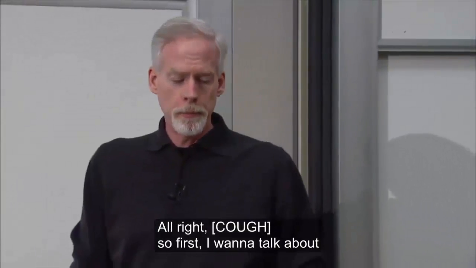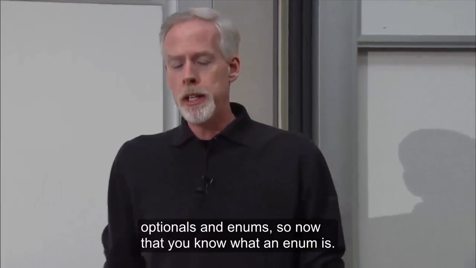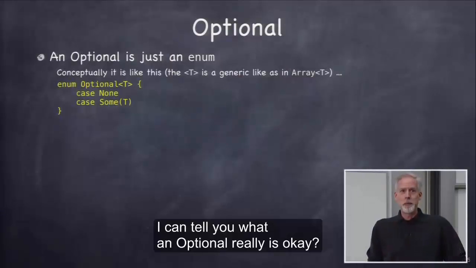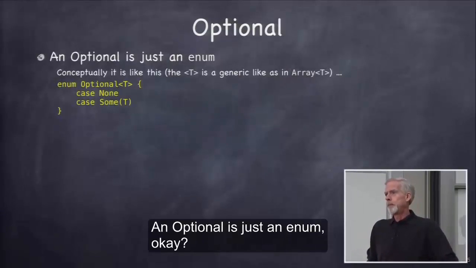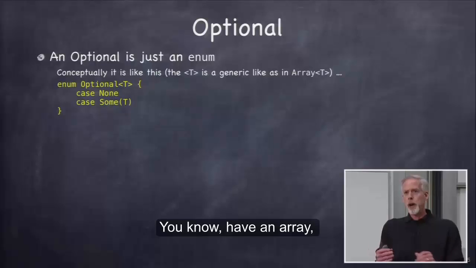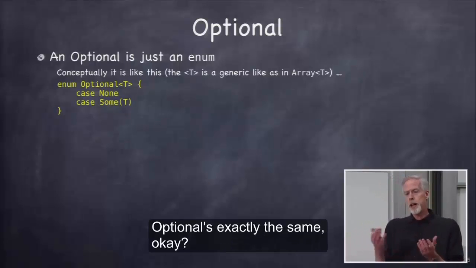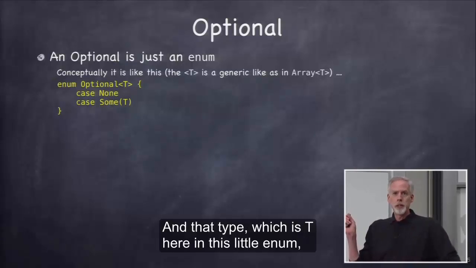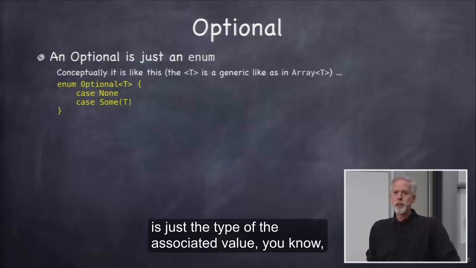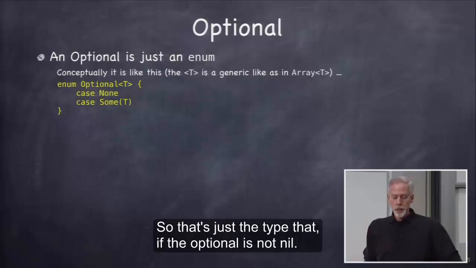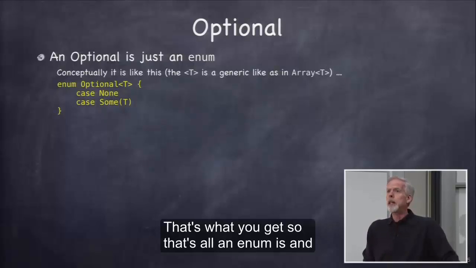All right, so first I want to talk about optionals and enums. Now that you know what an enum is, I can tell you what an optional really is. Okay? An optional is just an enum. It's a very simple enum. It's a generic, kind of like array. You know how with an array, you specify the type of thing in it. Optional is exactly the same. It's a generic. You specify the type of the optional. And that type, which is T here in this little enum, is just the type of the associated value. You know that enums can have associated values. So that's just the type that, if the optional is not nil, that's what you get. So that's all an optional is.